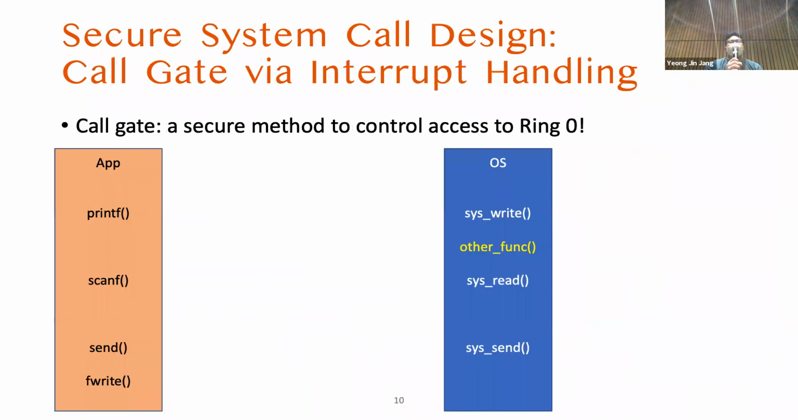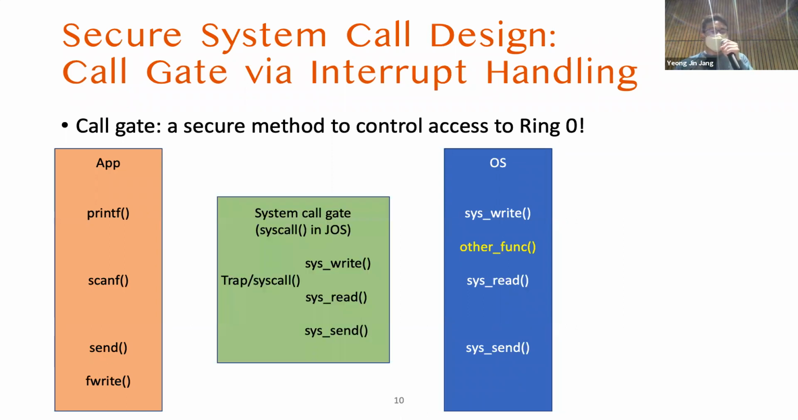So we designed the system call with a concept called a call gate. What the call gate does is very simple. It's just a conceptual thing, and you will see the implementation. The implementation is via an interrupt, and at the trap handler with a switch case, we check the system call number and only invoke those functions. That's how we implement this kind of call gate.